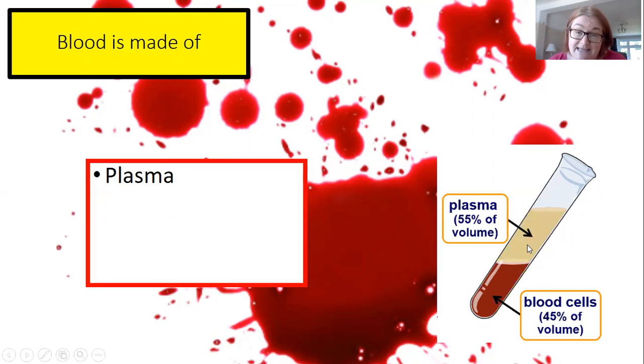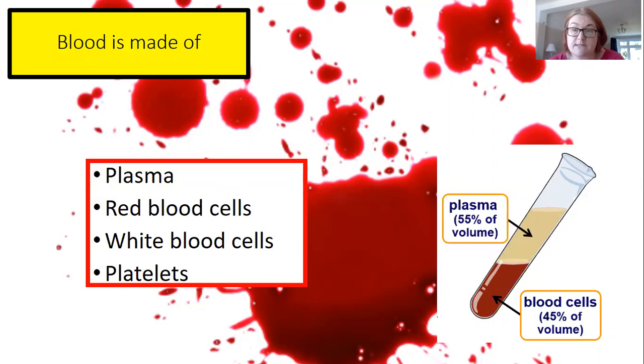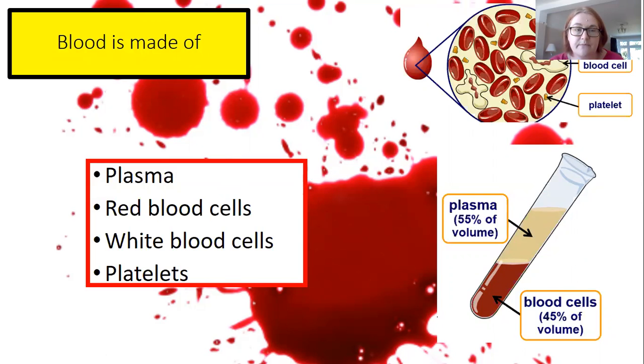So technically, although your blood looks red, the liquidy part of blood is actually yellow. It looks red because of the red cells that are contained inside the plasma. So I've given you a clue as to some of the other things that are in blood. You've got red blood cells, white blood cells, and then the last part, the things that make up this bit here called the blood cells, are called your platelets. We're going to look in a little bit more detail about those 4 things. So let's remember those 4 things: plasma, red blood cells, white blood cells, and platelets.